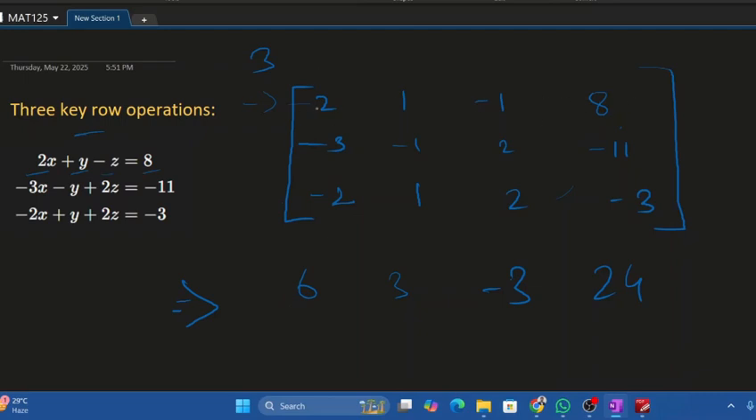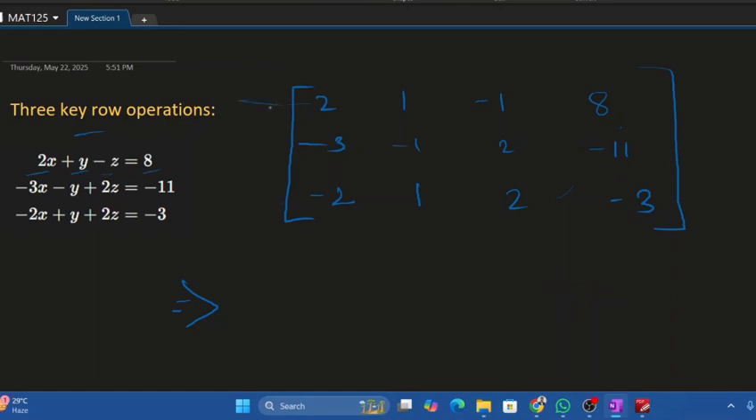So this can also be done, because this row represents an equation, right? If we multiply a whole equation by a constant, nothing changes. So we can do this row operation. We can basically multiply any row by a constant. Okay, then we can also subtract or add rows.